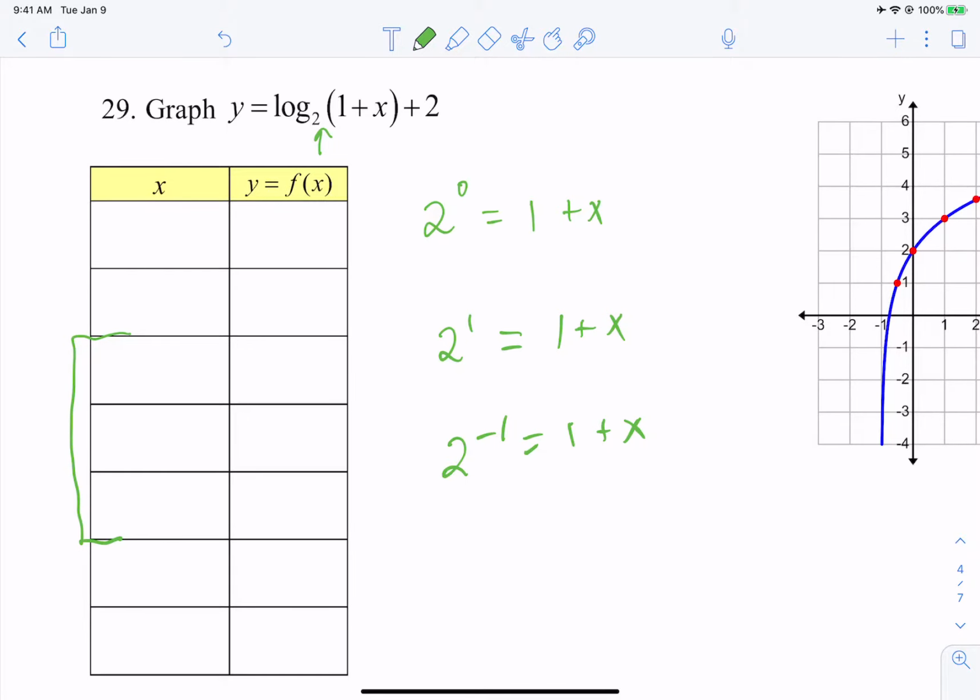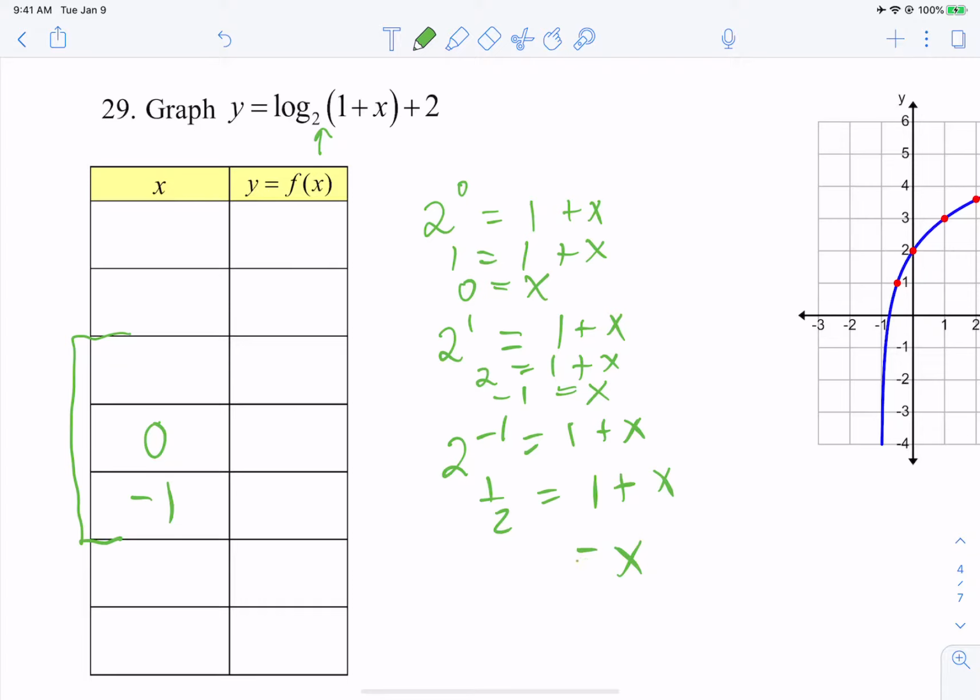Anyway, what is 2 to the 0? 2 to the 0 is 1. And if I subtract 1 from both sides, I get 0. So my first x value is 0. Now let's do 2 to the first. So 2 equals 1 plus x. X equals 1. And 2 to the negative 1 is 1/2. If I subtract 1 from both sides, that's negative 1/2. So my x values are kind of strange. Now remember, this lined up with 2 to the 0, this with 2 to the negative 1, and this with 2 to the first.